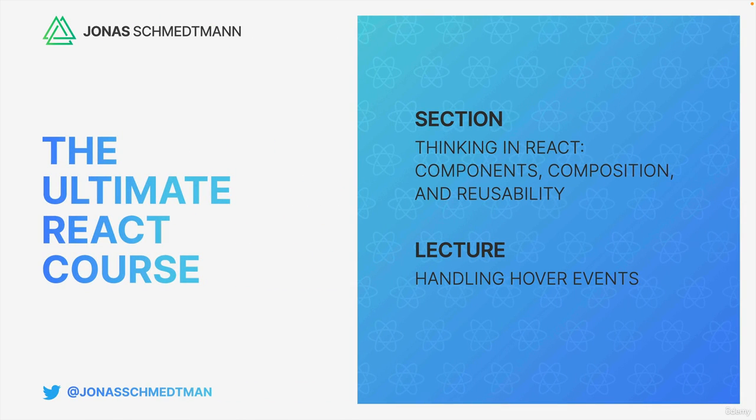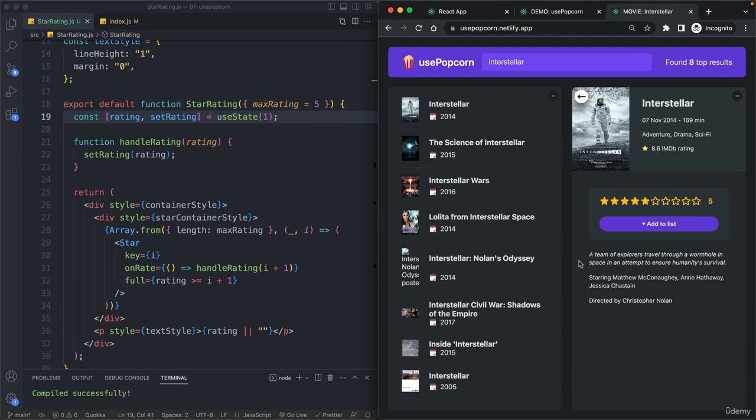Let's now handle the event of users hovering over our stars. So basically, the functionality that we're looking for is this one. Whenever we hover over these stars, we get a temporary rating here, exactly with the number of stars that are currently being hovered. So here we have 9, here we have 3, but it is completely independent from the rating that is actually set right now. So the rating is set to 5, but whenever we hover over some other number of stars, that temporarily changes to that rating.